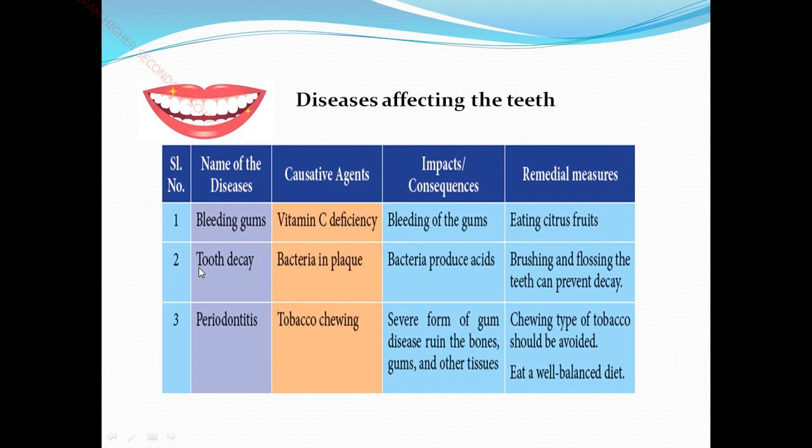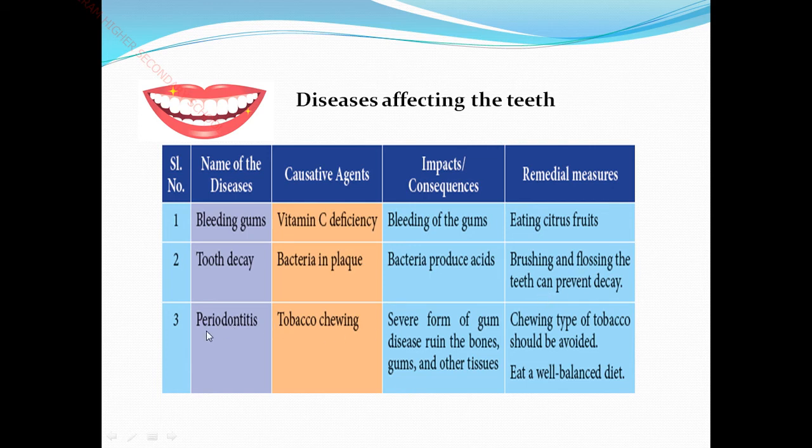The next type of disease of the teeth is tooth decay. Tooth decay is formed due to the bacteria in plaque. Normally when we open our mouth, many microorganisms can enter the body, and along with the food some microorganisms can also enter. While the mastication, the chewing process, is taking place, bacteria can be deposited in between the teeth. This bacteria produces acid which causes our tooth to decay. Brushing and flossing the teeth can prevent this tooth decay.